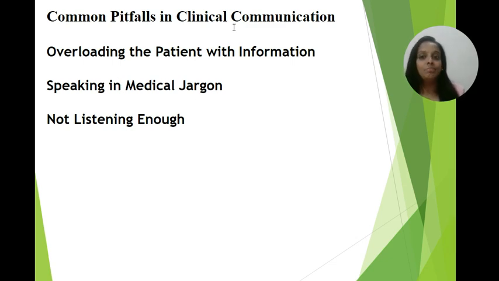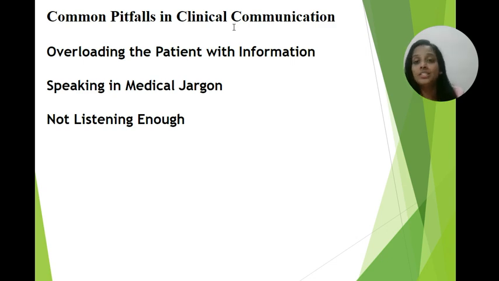The next one is speaking in medical jargon. It's tempting to use medical terms to sound professional, but if the patient or colleague doesn't understand, then it's of no use, right? So always simplify whenever it's necessary. Try to use simple terms in communication.